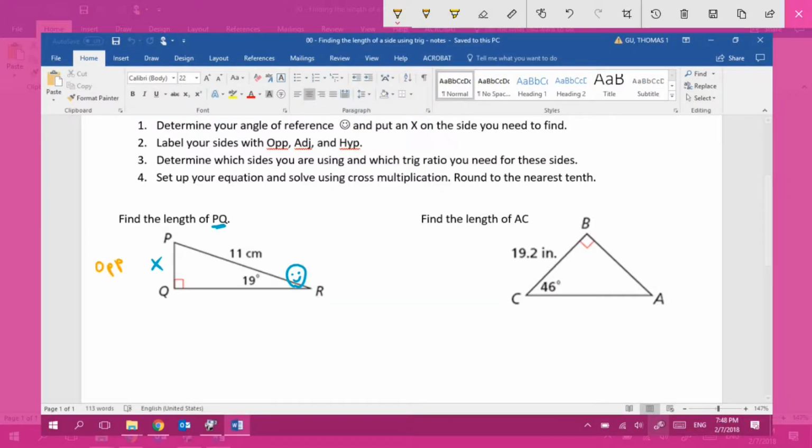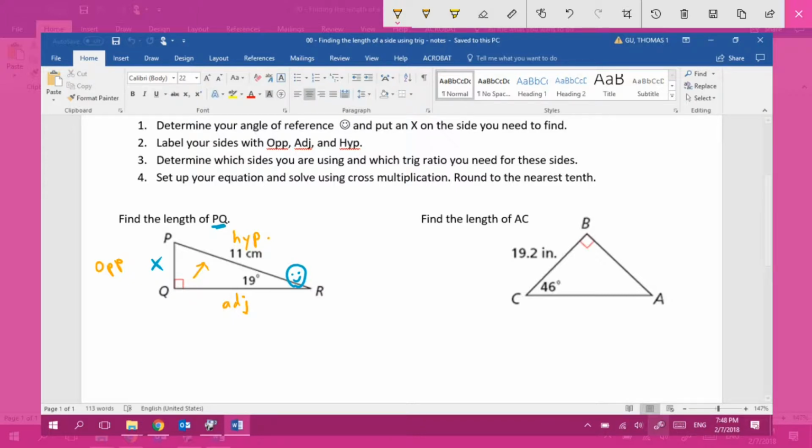Where's the hypotenuse? Remember, the hypotenuse is always across from the 90-degree angle. That's right here. Hypotenuse. And then the adjacent is just the side right next to the smiley face. That's not the hypotenuse, which is over here. If you take care of the opposite and the hypotenuse side, then the adjacent will just be the side that's left over. That's another easy way to think about it. So now I have my sides labeled.